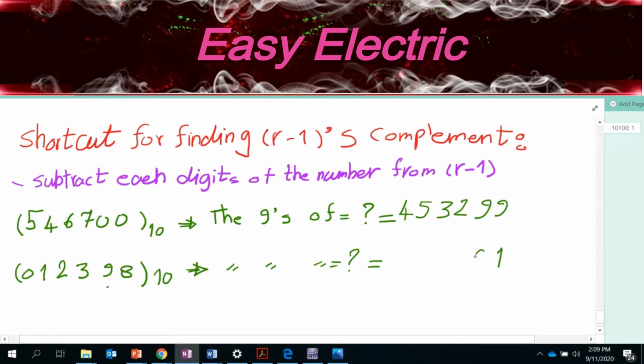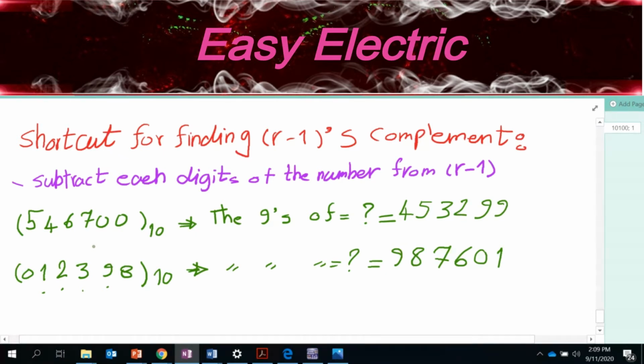9 minus 9 is 0. 9 minus 3 is 6. 9 minus 2 is 7. 9 minus 1 is 8. And finally, 9 minus 0 is 9. So whatever you have is 987601, which is the 9's complement of the number that you see on the right.